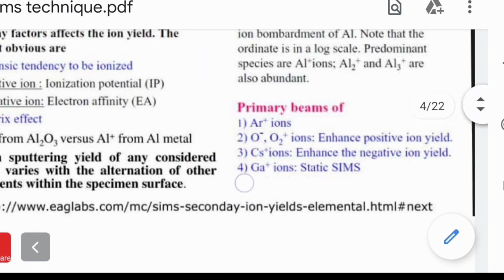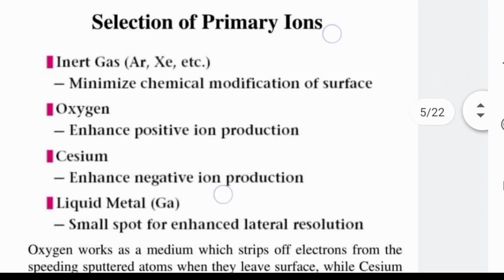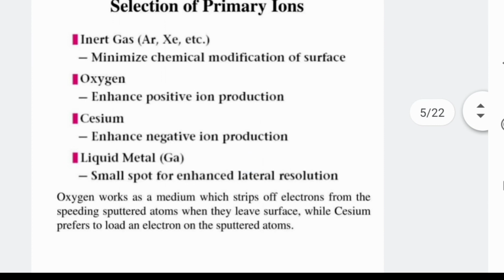So this is the basic principle. Which factors will decide whether the primary beam is suitable for a given ion or not? That will be decided on certain factors.